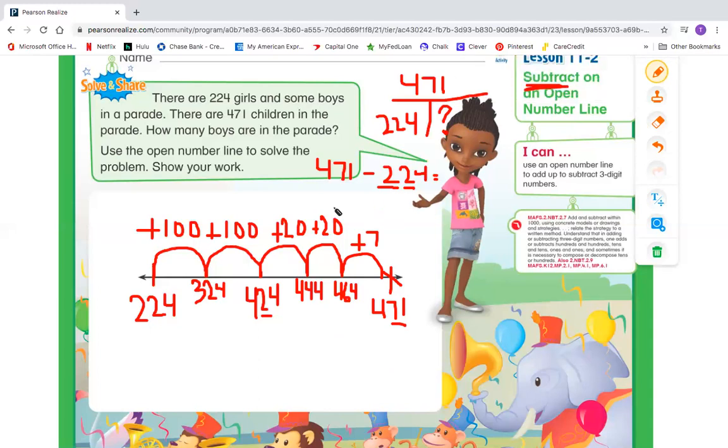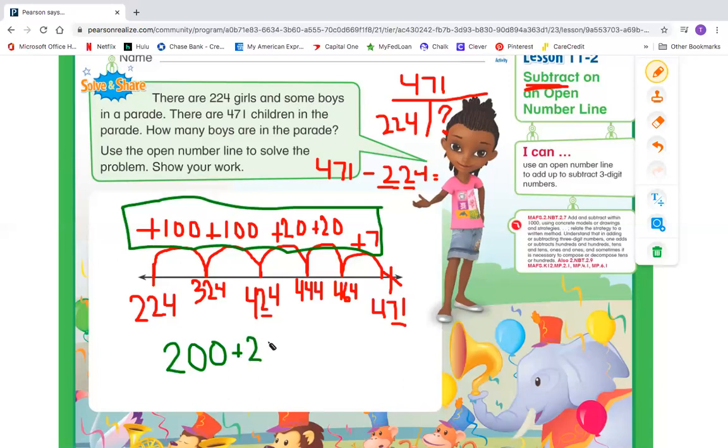Your answer is how many you jumped. So let's see. I jumped 100, 200, so that's 200. And I jumped 20 and 20, so 200 plus 20 plus 20 plus 7. So what's my answer? How many did I jump? I started here and I jumped until I got here. How many did I get? 247, which was the same answer that we had before.